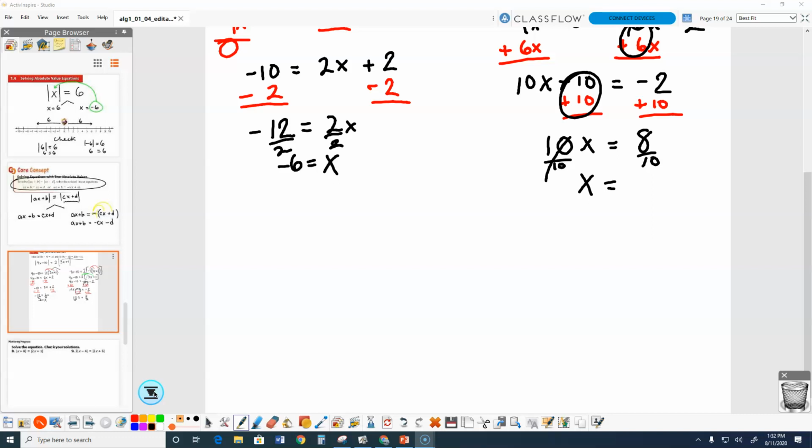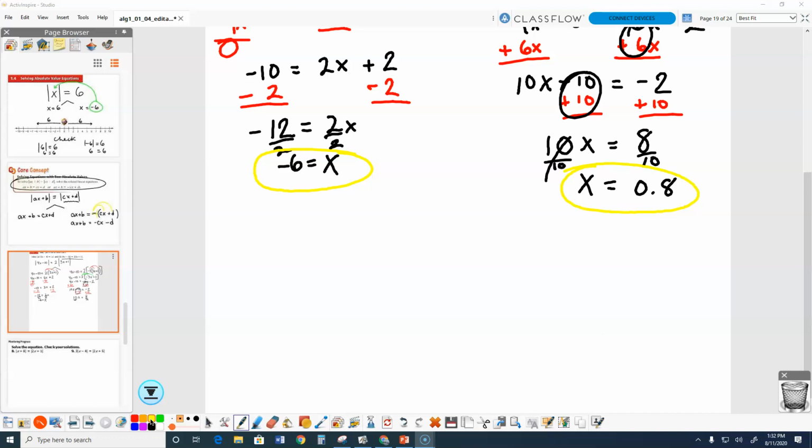Now, your book might make that a decimal, 8 tenths. You might have a fraction that's in simplest form, which would be 4/5. But I think our book leaves that as a decimal. Yes, it does. All right, so I believe that my answers are x equals negative 6 and x equals 0.8.